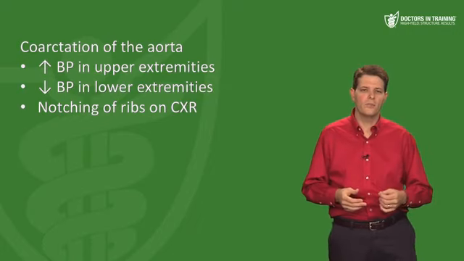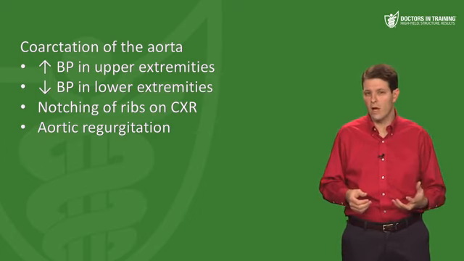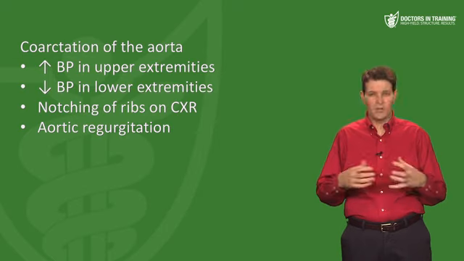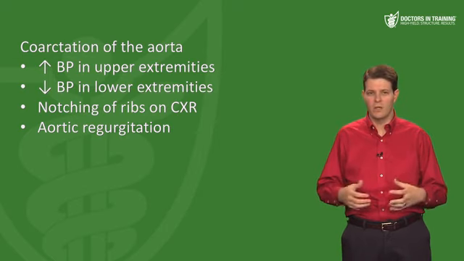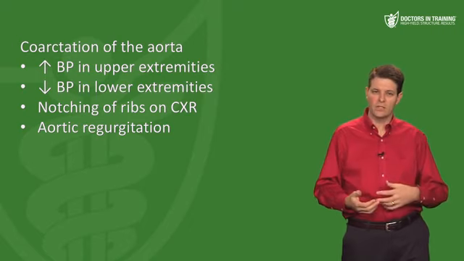Coarctation of the aorta can also be associated with aortic regurgitation, either from coexisting abnormal valves or because with increased afterload pressure on the aortic valve, the valves are eventually weakened and they get damaged and they begin to regurgitate, and that can lead to heart failure symptoms.